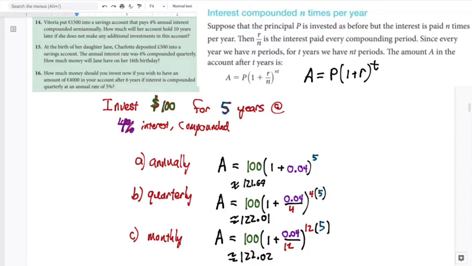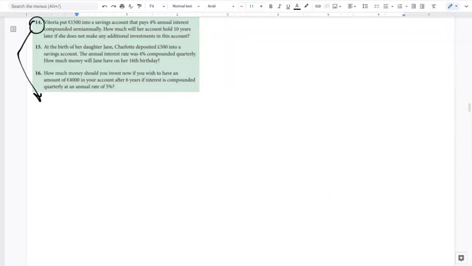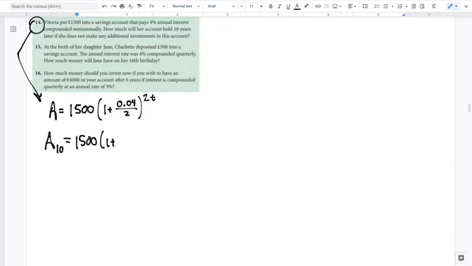Anyway, that's the basics of using the investment formula and how it relates to geometric sequences. So in practice, we've got this: Victoria is putting 1,500 euros into an account, 4% interest, compounded semi-annually. That's twice a year. And so how much will our account hold in 10 years? So this is straight up plug and chug mathematics. We put the investment here, we put the rate there, and the number of compounding terms here and here. So to find out after 10 years, we replace t equals 10, and we get 22,000. So that's all there really is.